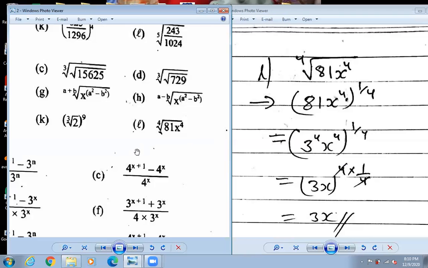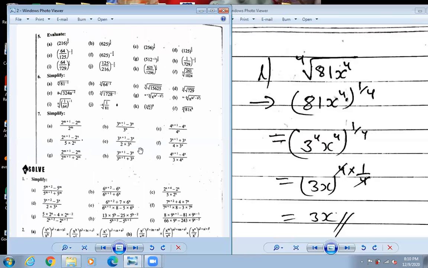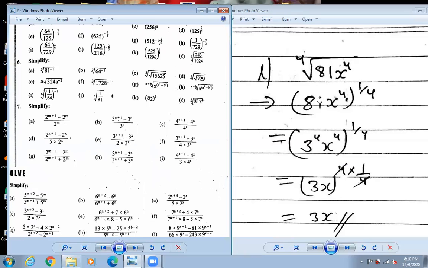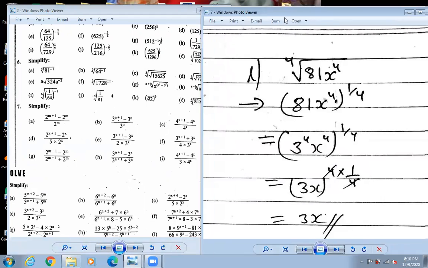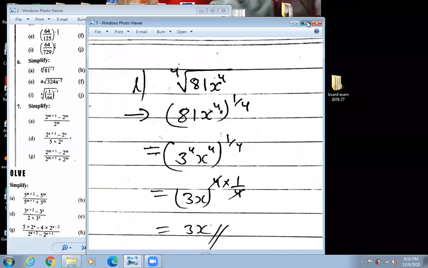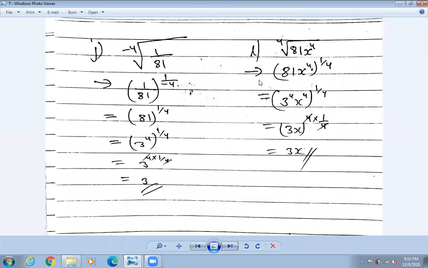In this way, we will complete our number 6 also. Hope you have understood. Please complete up to number 6 and see the examples also. If there is any problem, you can ask me.